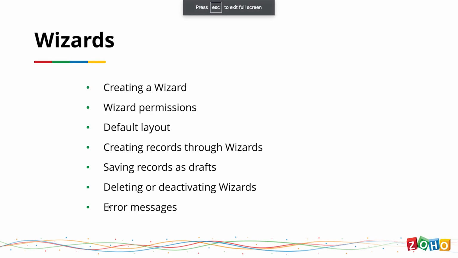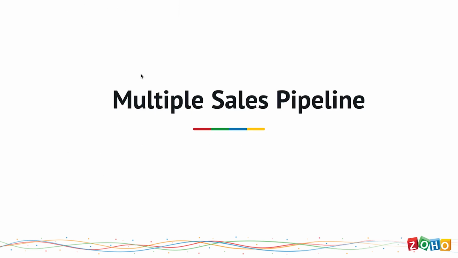Do look through it. All right, now let's get into multiple sales pipelines. Multiple sales pipeline is one of the most awaited features of Zoho CRM 2020, and it's available across standard editions and above.